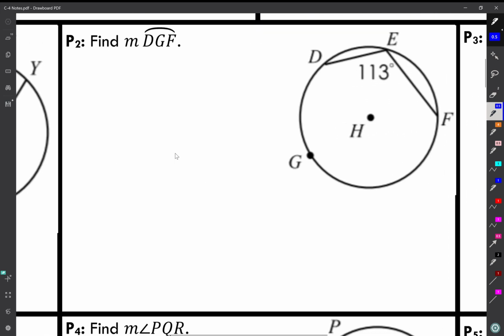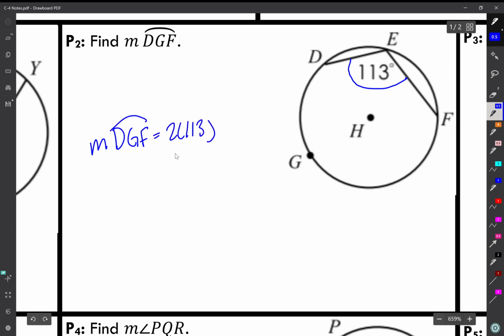Number 2. So this time we're given the angle. Well, let's get the arc. Okay, since we divided by 2, if we were given the arc to get the angle, we will multiply by 2 to get the arc. So the measure of arc DGF is equal to 2 times 113, which is 226 degrees. So that arc right here is 226 degrees.